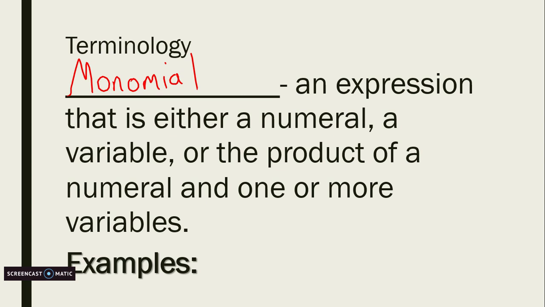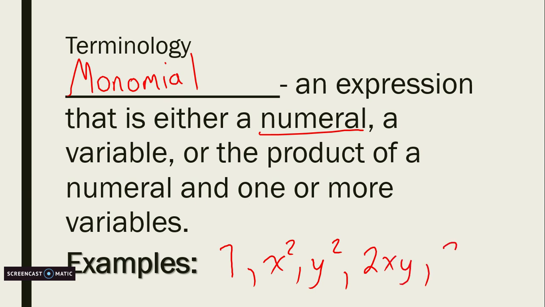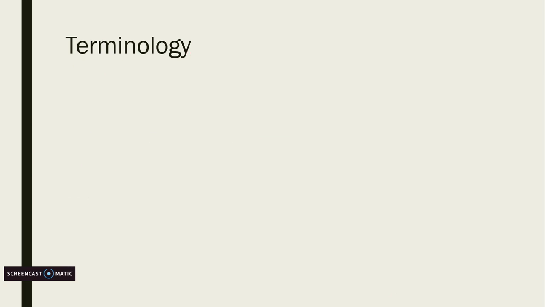So it says a numeral, so that's just like a number, 7. A variable, x or x squared or y squared, or the product of a numeral and one or more variables. So you could have like 2xy or 3x squared y squared. The main thing with the monomial is that it's not going to have any addition or subtraction signs, okay? So it's got to be all multiplication division going on, which is what's going on here with the 2 times x times y. All right, that's the monomial.